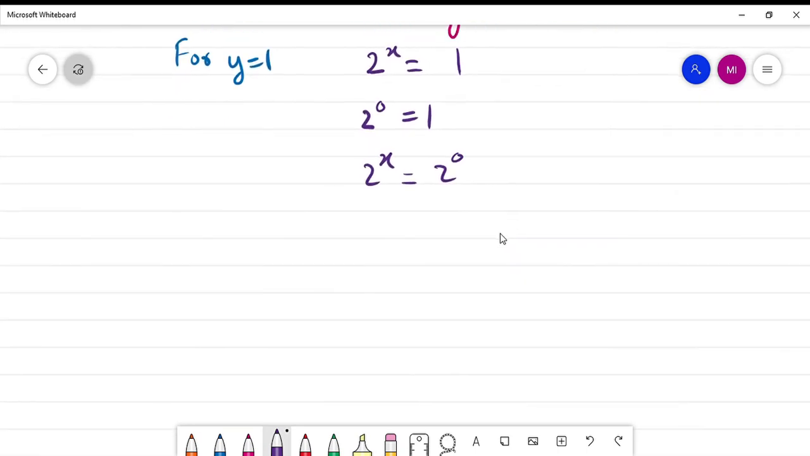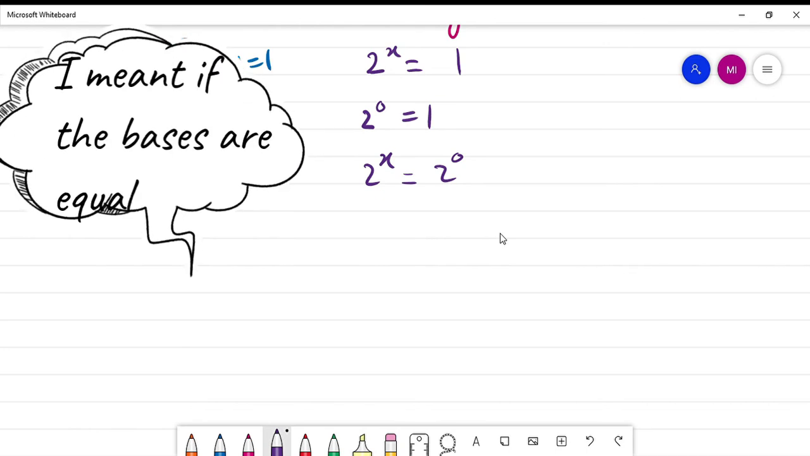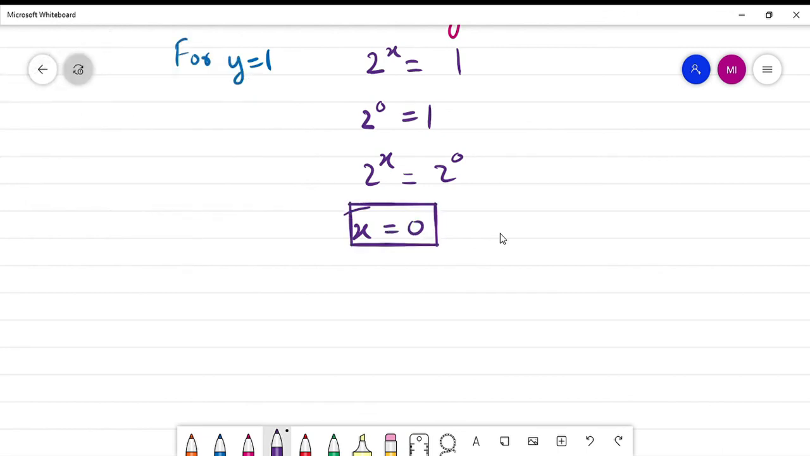And there's another principle which states that if the bases are same, the exponents are same. And if you didn't know that one, then now you know. So since 2 is the base and it's equal, then x is equal to 0.